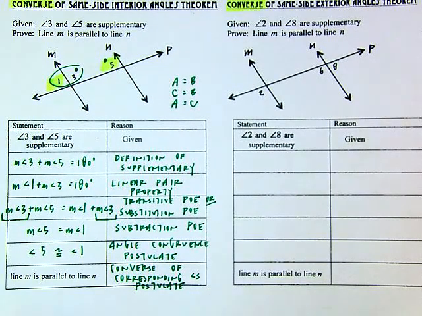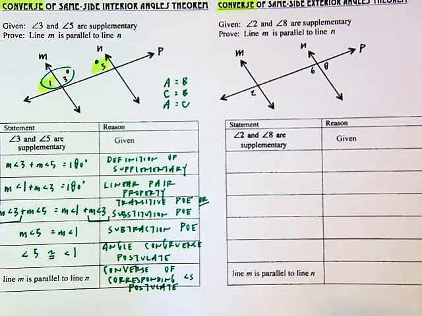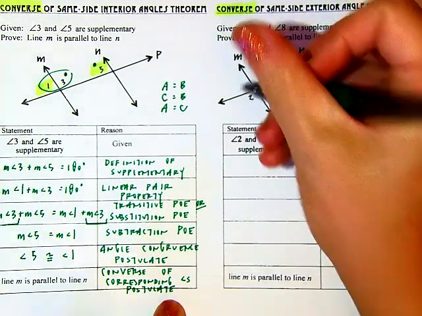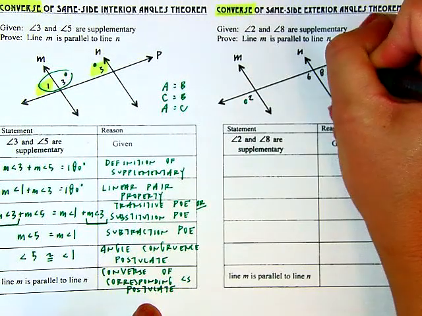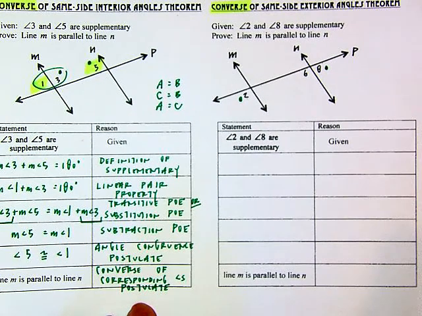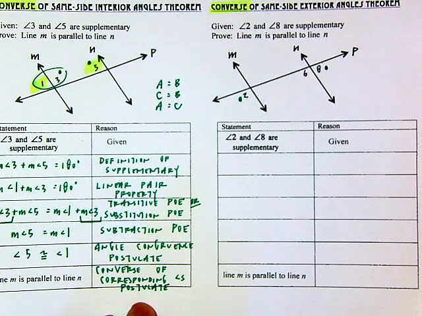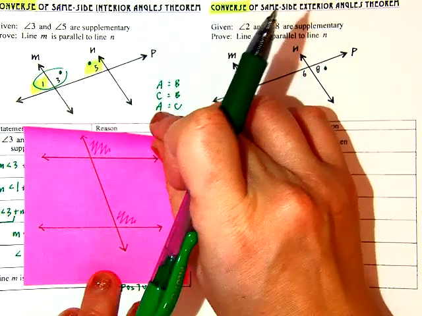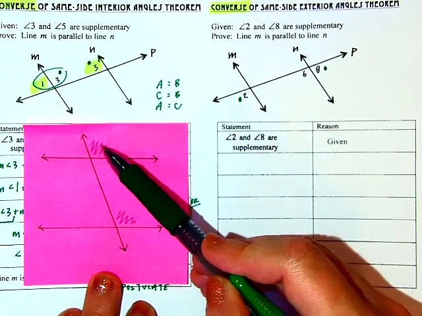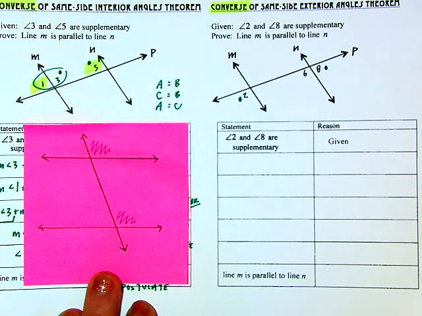Okay, so the next one and the last one is very similar. This time, we are starting with a pair of same side exterior angles. We are told that 2 and 8 are supplementary, and we're trying to build up to why these lines are parallel. So I'm keeping my eye on the prize, right? I'm trying to focus on how do I connect a pair of corresponding angles and show that they are congruent.